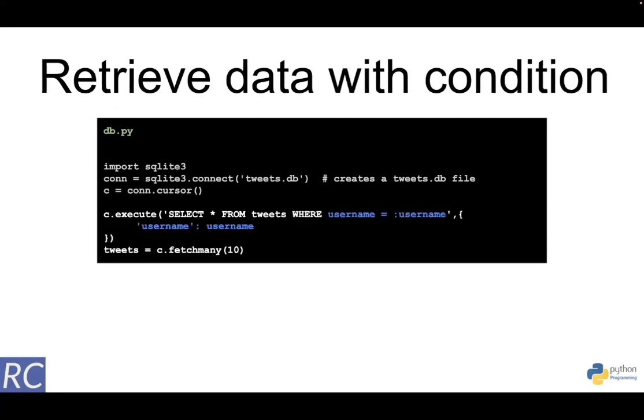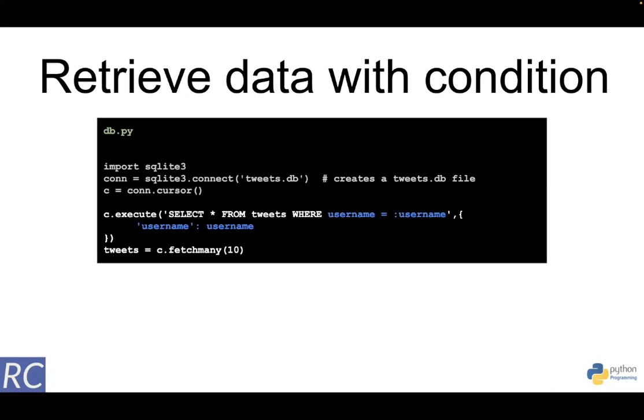Let's see what we have. Okay. Now this is important. Retrieve data with condition, right? We don't want tweets all the time. We do have a case, for the people who joined in the last session, where we want to see all the tweets from a specific user, right? So how do we do that? It's very similar to the last command.